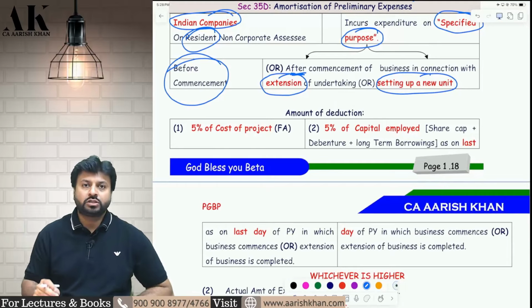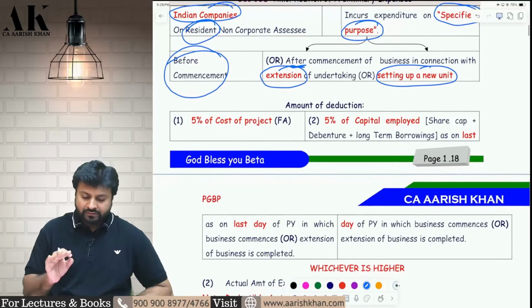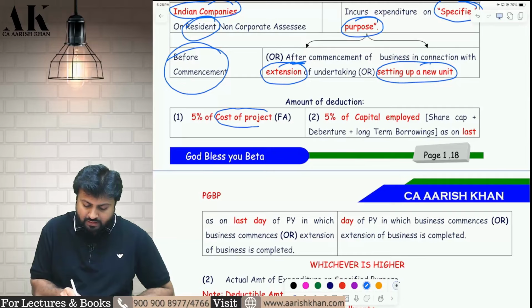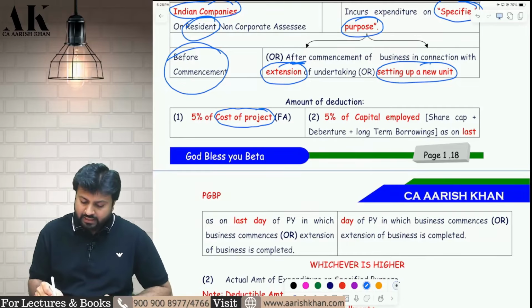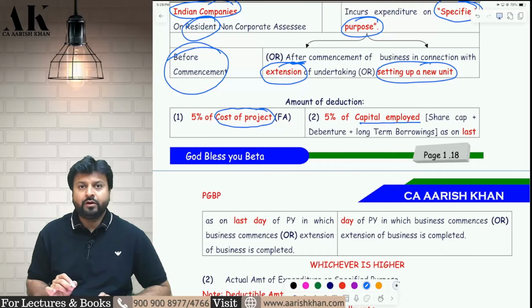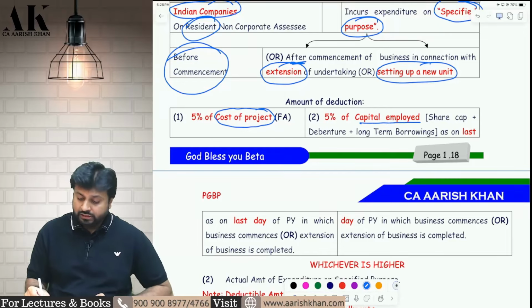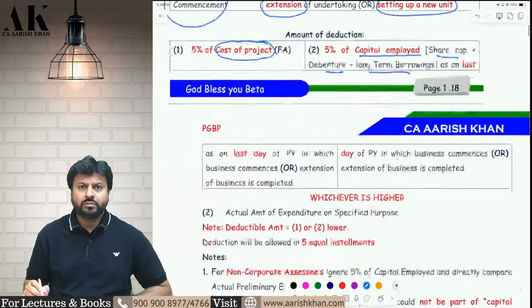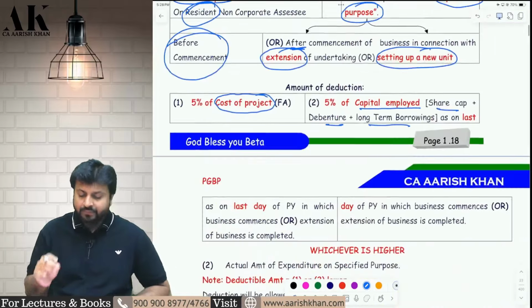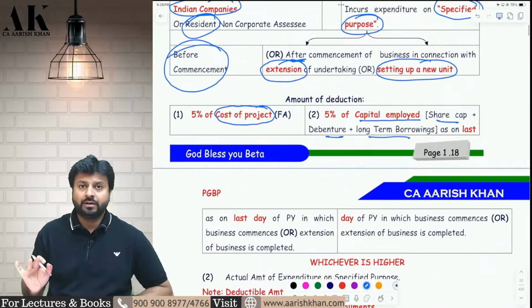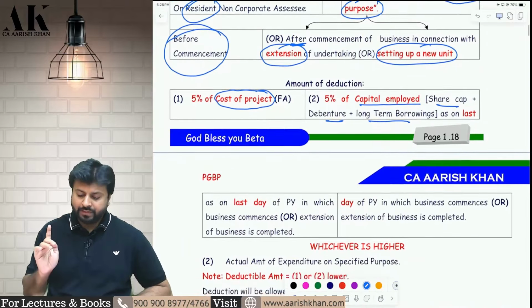Now the most important question, how much deduction will I get? First of all, you need to find out 5% of your cost of project. Cost of project means cost of all the fixed assets. Then you need to compute 5% of your capital employed. Capital employed means share capital, debenture, long-term borrowing. Will share capital also include share premium? No. As per the Supreme Court judgment of Berger Paint Limited, share premium cannot be part of capital employed. Only the paid up capital will be part of your capital employed.